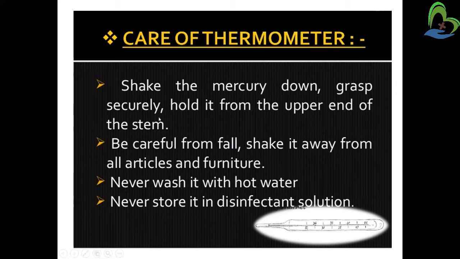Now, grasp it securely and hold it from the upper end of the stem. After holding the thermometer by the upper end of the stem, we shake the mercury down, keeping in mind that we should not shake it near articles or furniture. We have to take care that it doesn't fall down, and we don't shake it around articles or furniture, because that would be a risk of breaking the thermometer.